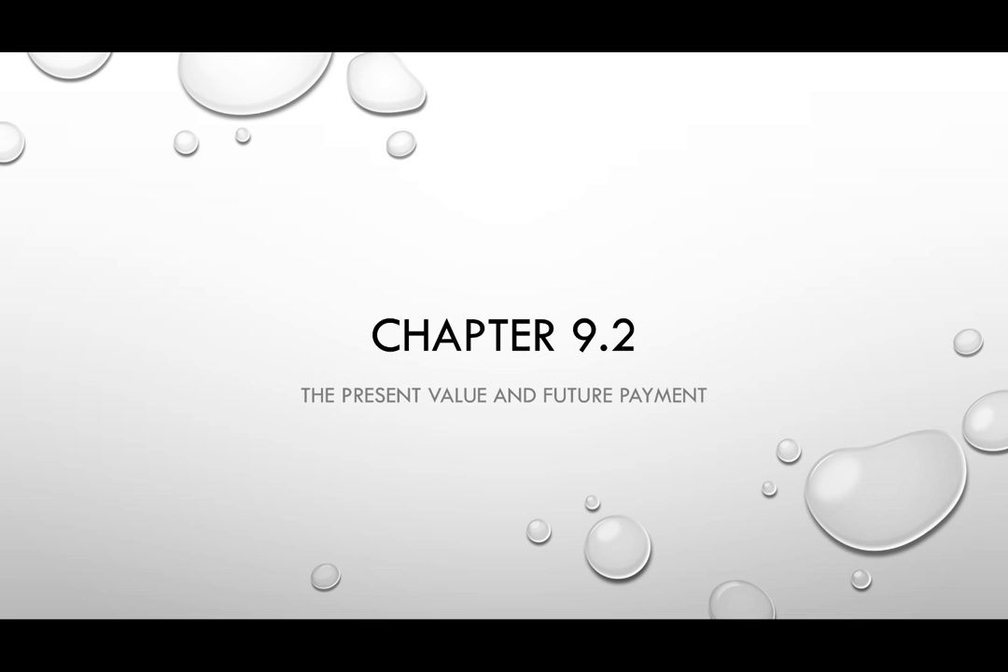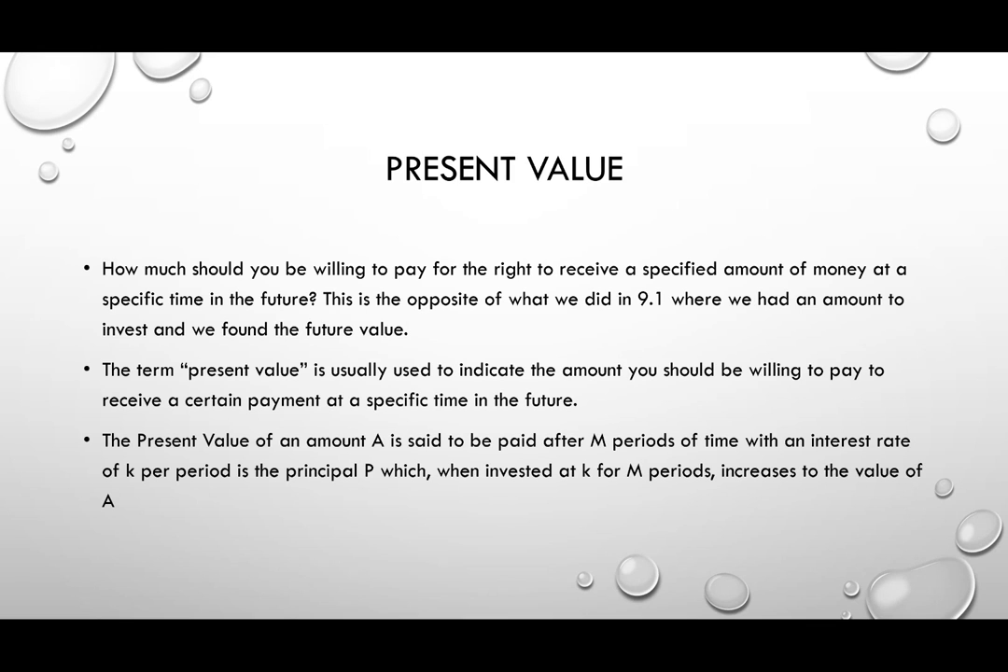All right, chapter 9.2. This is basically going to be the opposite of what we did in 9.1, where we found the future value of a deposit or loan. Here we're going to define the present value. The point is, let's say I want to have a certain amount of money saved up by a certain amount of time. How much should I invest now? That's what spurs this section in the chapter. So let's talk about it.